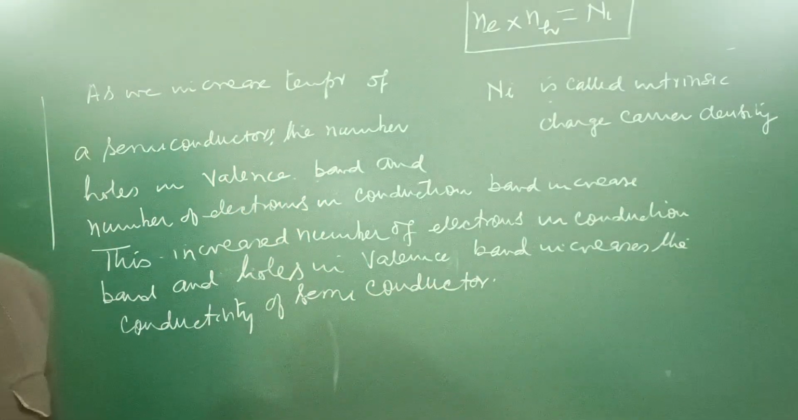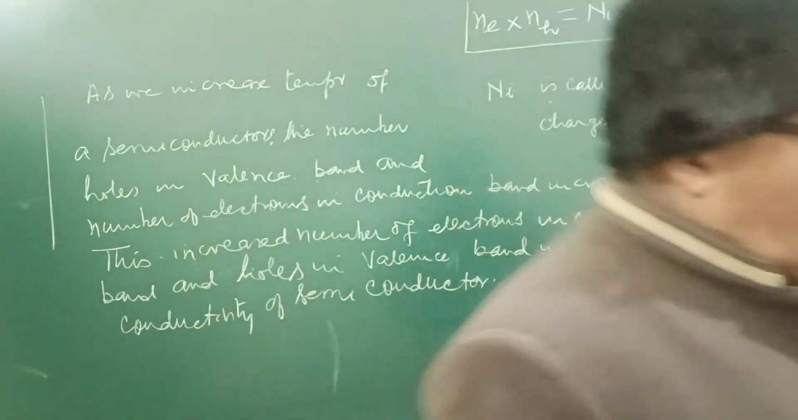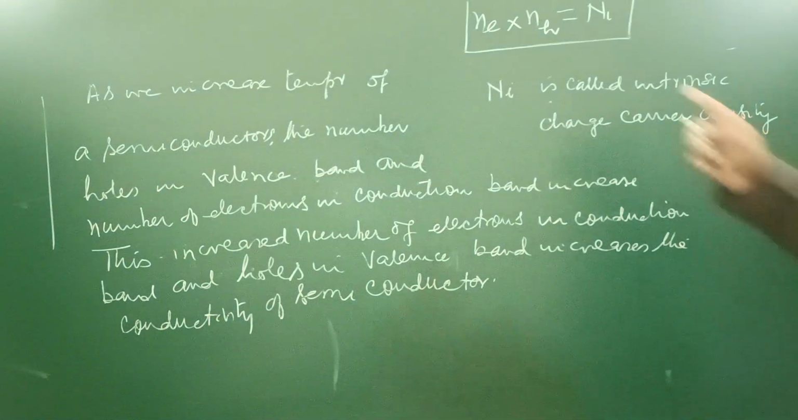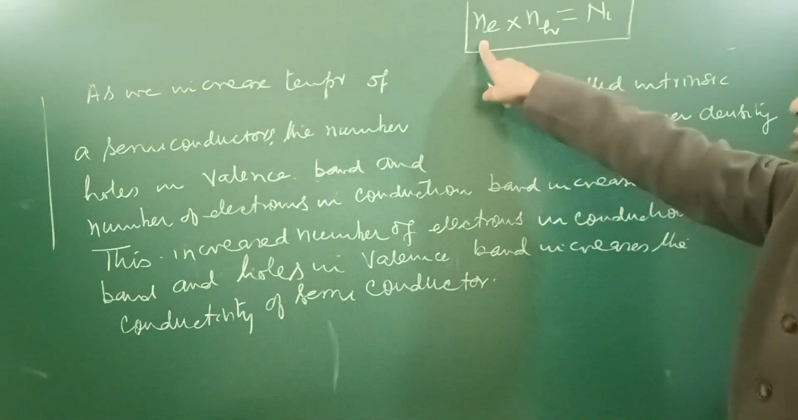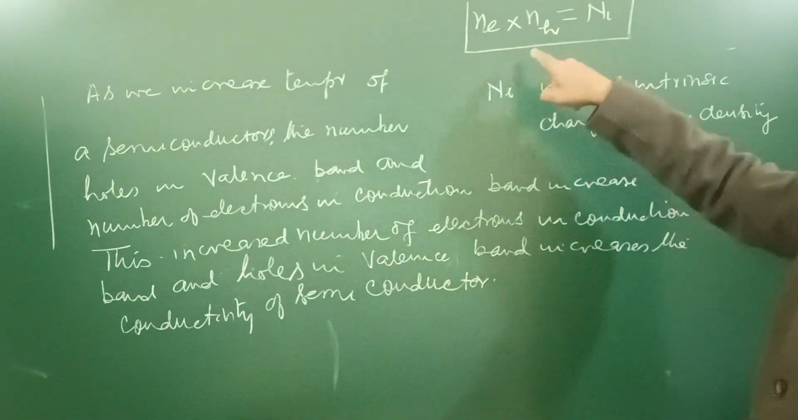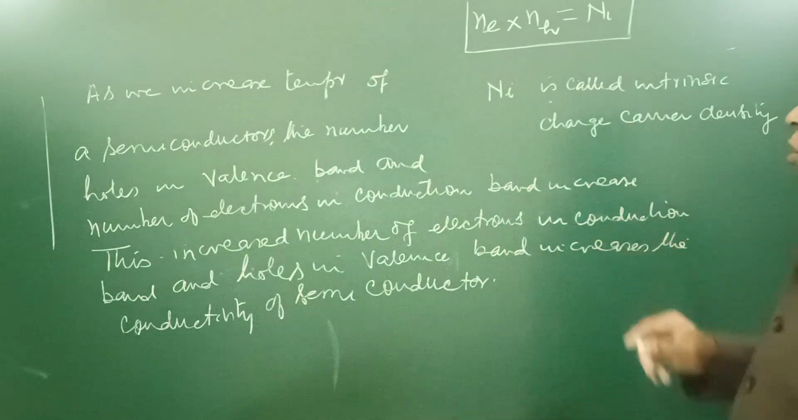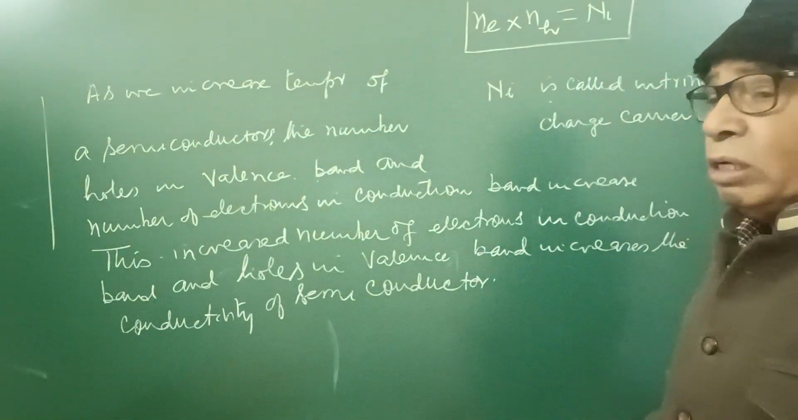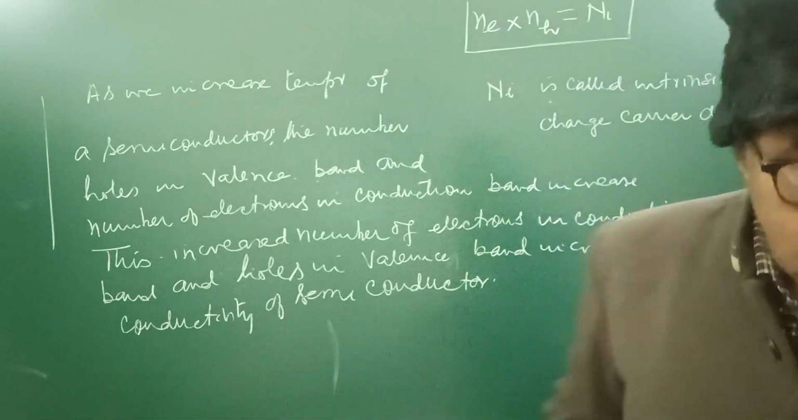This is very important to know. This was about intrinsic semiconductors in this video. Remember, Ne is the number of electrons per unit volume and NH the number of holes per unit volume. And Ni here is called the intrinsic charge carrier density.